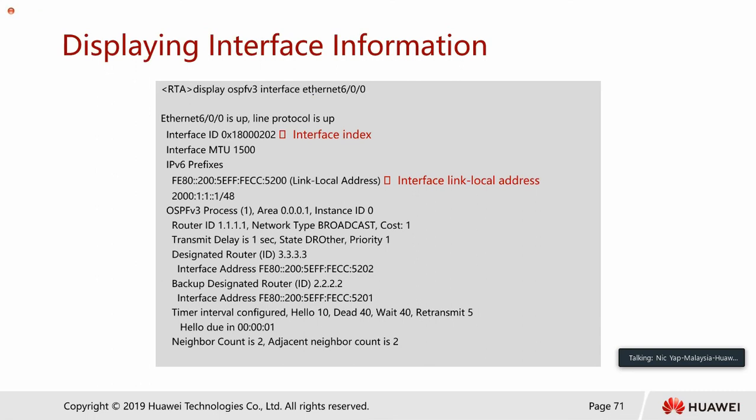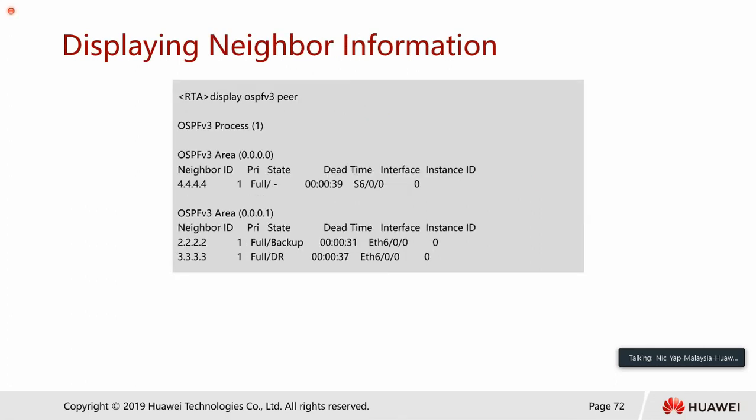Display ospfv3 interface Ethernet 6/0/0. That is how you tell that this is an interface index, and this is a link local address. So this is how they represent it using the interface IDs. Okay, and this is your link local address for the next hop. And to check your neighbor status, you can display ospfv3 peer to check who your peers are.